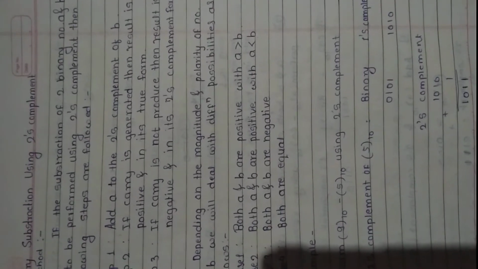In the last lecture, on what the 1's complement and 2's complement are, we studied that the 1's complement means inverting the bits of the original number, which gives the negative of the original number. And the 2's complement means take the binary number, take its 1's complement, and add 1 to the LSB of that 1's complement, and we get the 2's complement. Then, for binary subtraction using the 2's complement method, the first problem: perform 9 minus 5 using the 2's complement method.